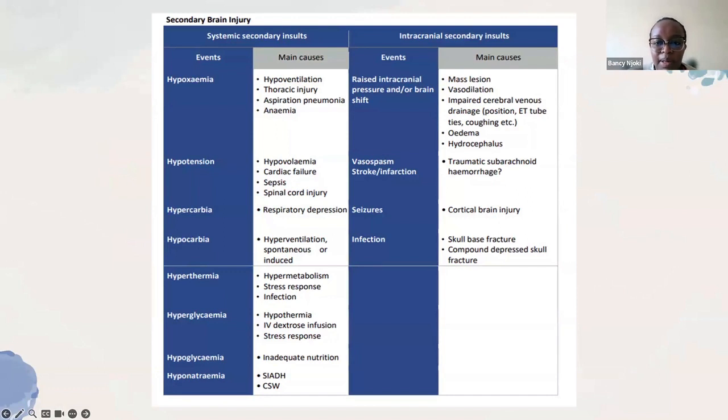You'll have hypercarbia or hypocarbia caused by either hyperventilation or respiratory depression. Your hyperthermia mostly will be caused by the hypermetabolic state you see in traumatic brain injury, while also your hyperglycemia will result from the same. So some of these, you will be able to identify the cause and intervene appropriately.